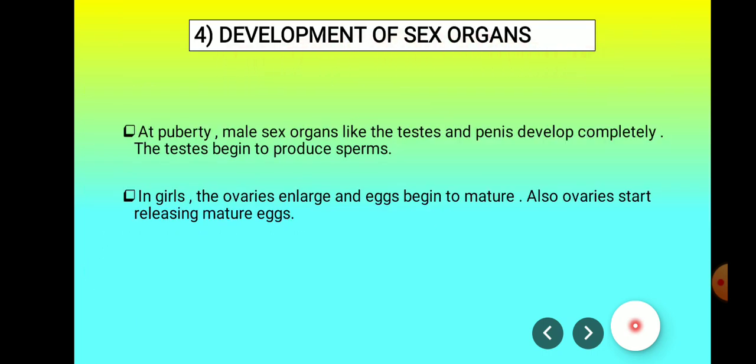Development of sex organs. At puberty, male sex organs like the testes and penis develop completely. The testes begin to produce sperms, and in girls, the ovaries enlarge and eggs begin to mature. Also, ovaries start releasing mature eggs.